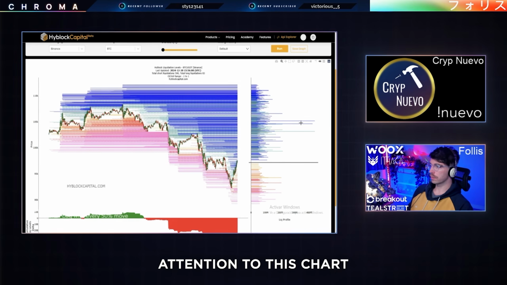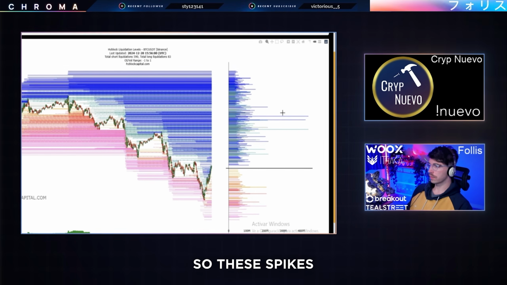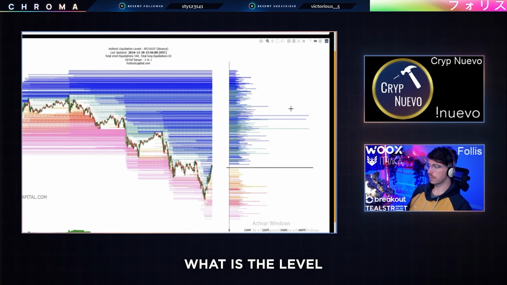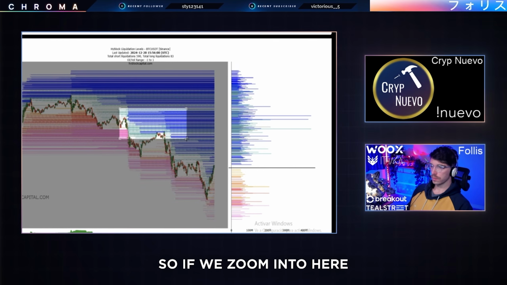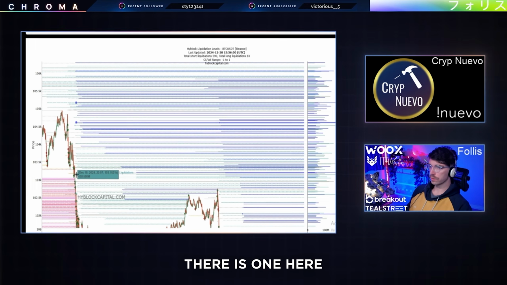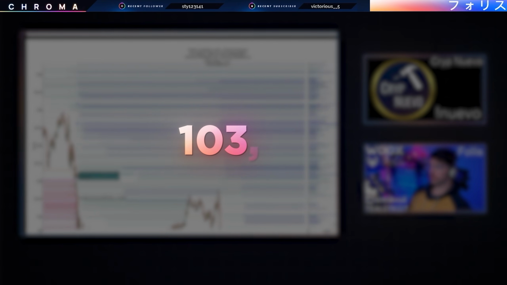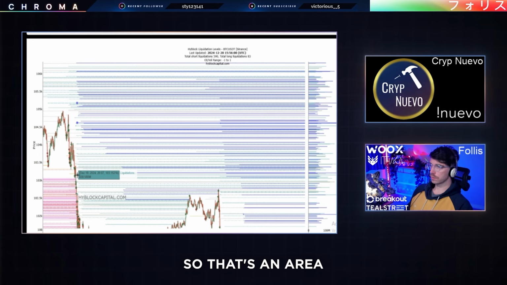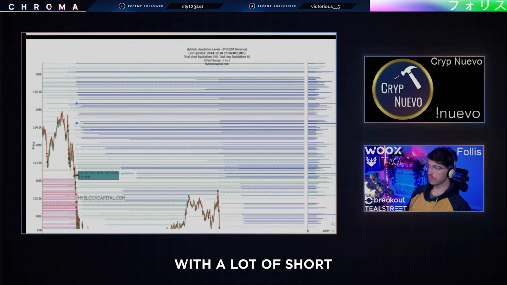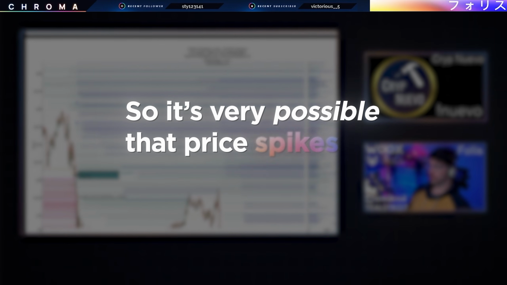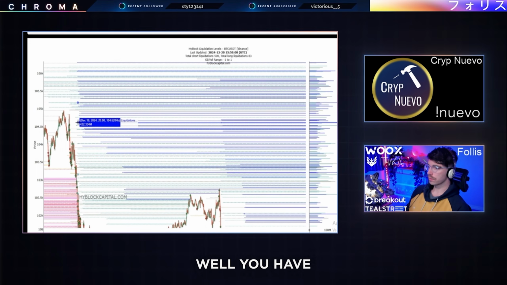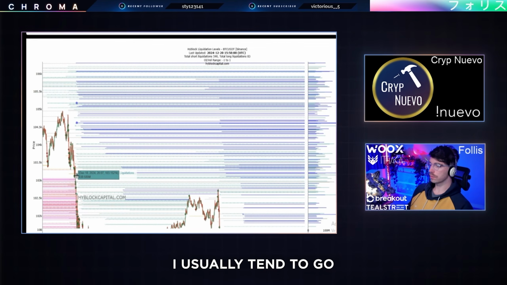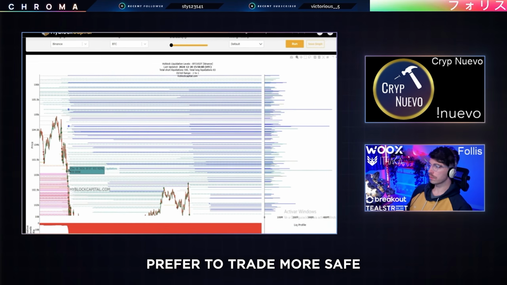And the other thing I pay attention to on this chart is the spikes at the right. These spikes tell you what is the level with the highest amounts of liquidation. So if we zoom in here, we can see that there is one at 103,150. That's a level with a lot of short liquidation. So it's very possible the price spikes up to even that level in the following weeks. And then higher you have 104.6K and 105K. I usually tend to go for the lower one because I prefer to trade more safe.